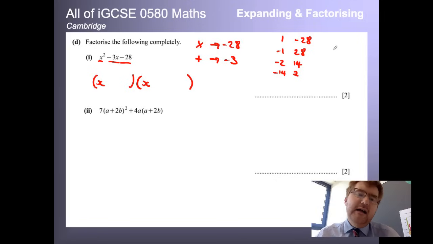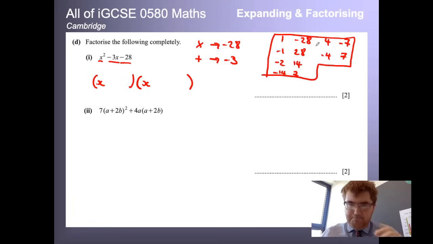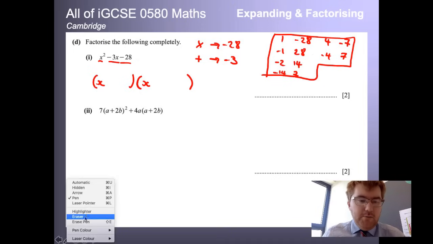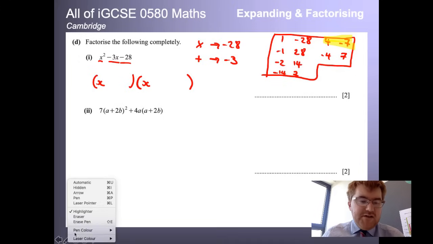We also have, what else also fits in? 4, yeah, minus 7, and minus 4 and 7. So that's all our factor pairs. So we've got 6 possibilities here. And now we need to work out, if we add them together, which one makes minus 3. Well, it's going to be the one in the top right-hand corner. It's going to be this one, because 4 minus 7 is equal to minus 3. So we found our correct answer.